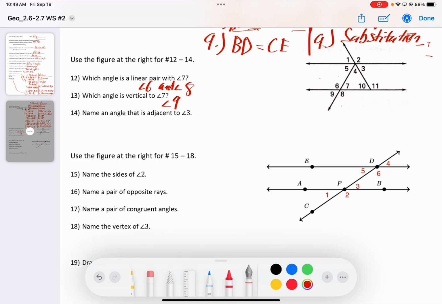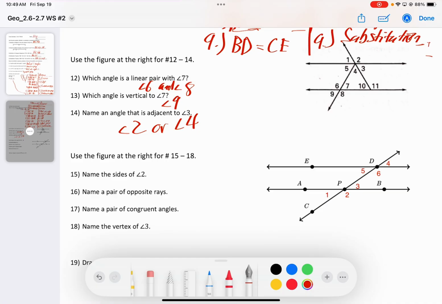Name an angle that's adjacent to angle 3. You've got 2 options. What'd you say, Haya? Angle 2 would work. You could also say angle 4. Either one of those would be good. Okay. All right. Let's do the figure at the right here for these.